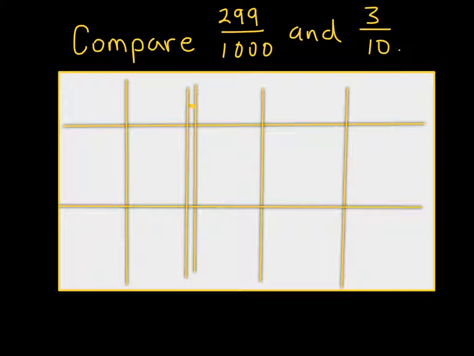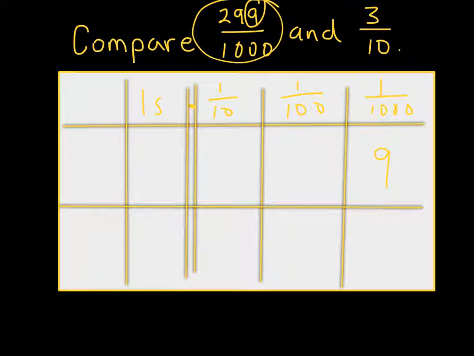So I'm going to put them into a place value chart. I am going to need ones, tenths, hundredths, and thousandths. And this first number, 299 thousandths, means that this number is going to be in the thousandths place. So 299 thousandths will be written as 0.299.